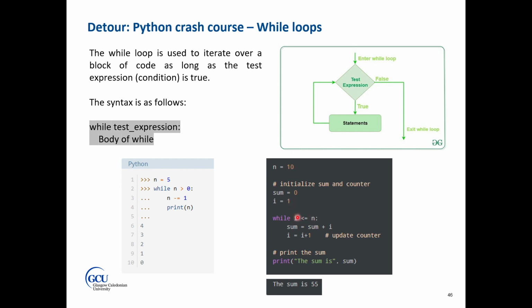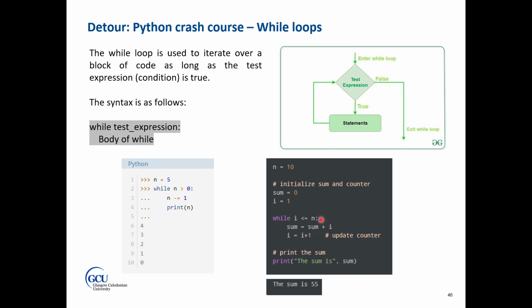So is 1 smaller or equal than 10? Yes, it is. 1 is smaller than 10. So we enter the body of the while loop, and we do sum equals sum plus i. Remember here, sum is 0, i is 1. So this is 0 plus 1. So sum is going to be equal to 1. And then we are going to update the counter. So now i is equal to i plus 1. So now i is going to be 2.